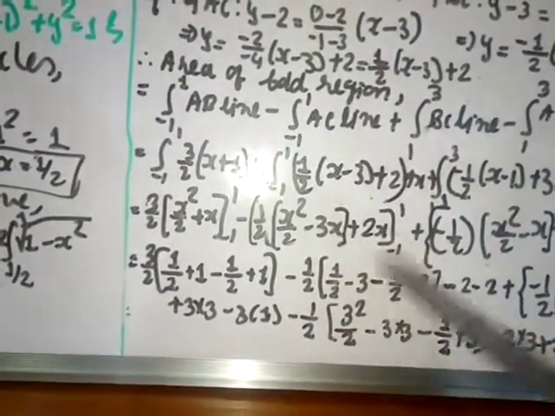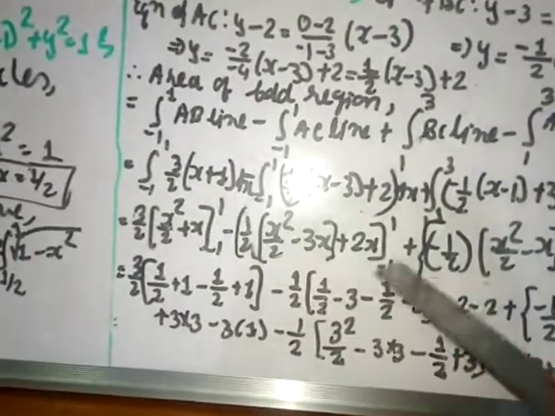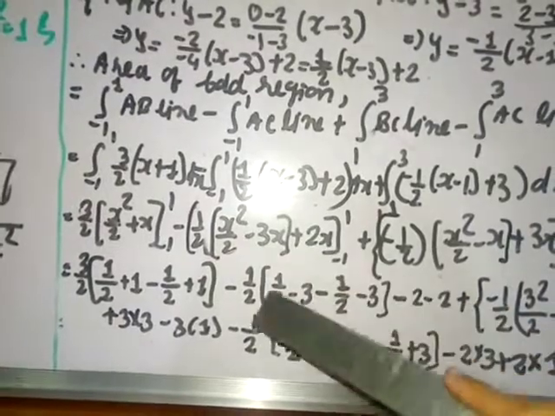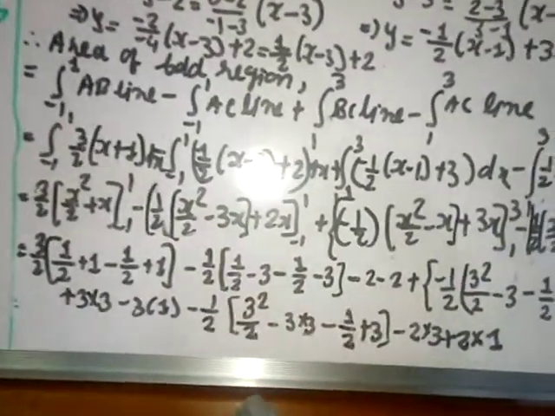Okay, here also first you apply the upper limit, so 1 by 2. Then here also 3 into 1, 3. Then minus limit minus 1. So minus 1 square is 1 by 2, minus 3 into minus 1 is minus 3, but again minus is there. Okay, so minus 3.